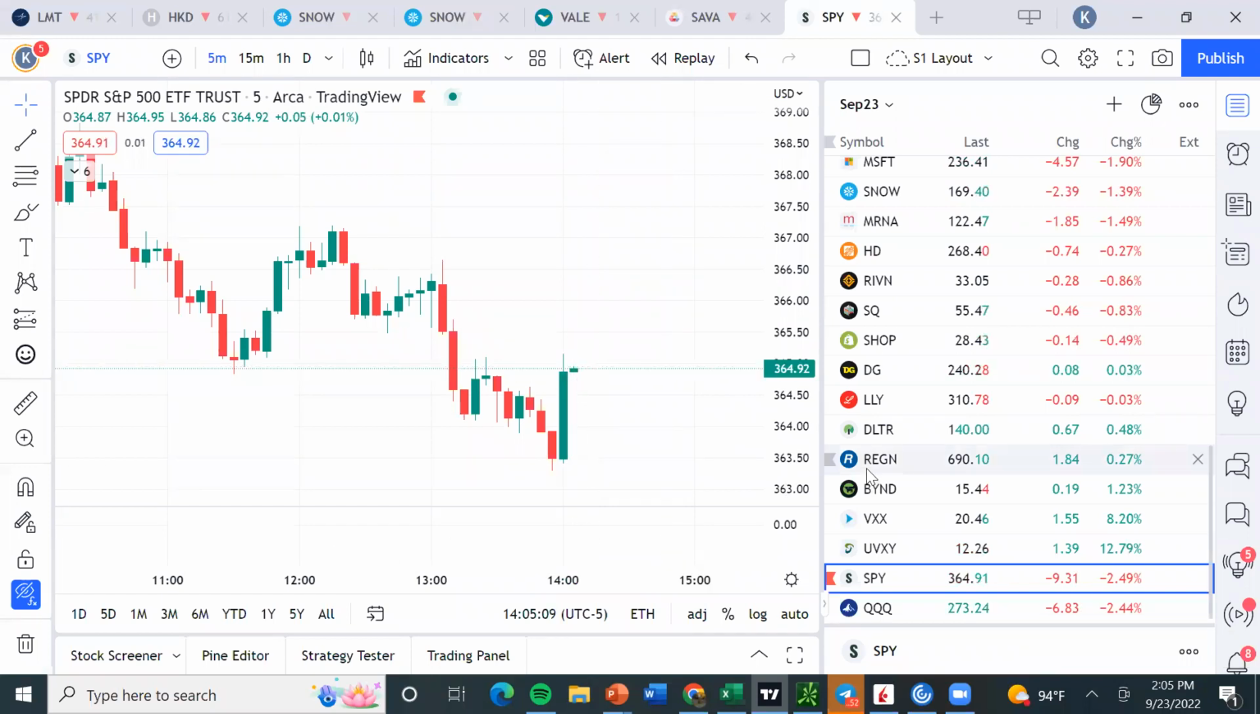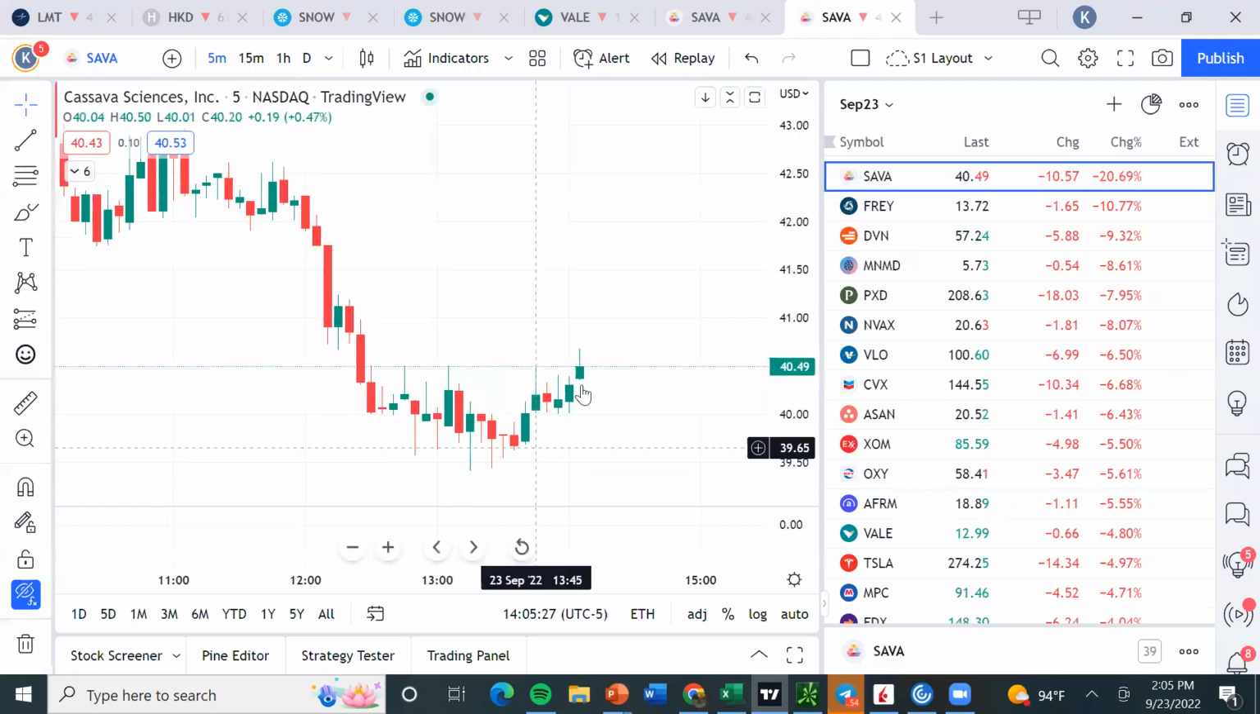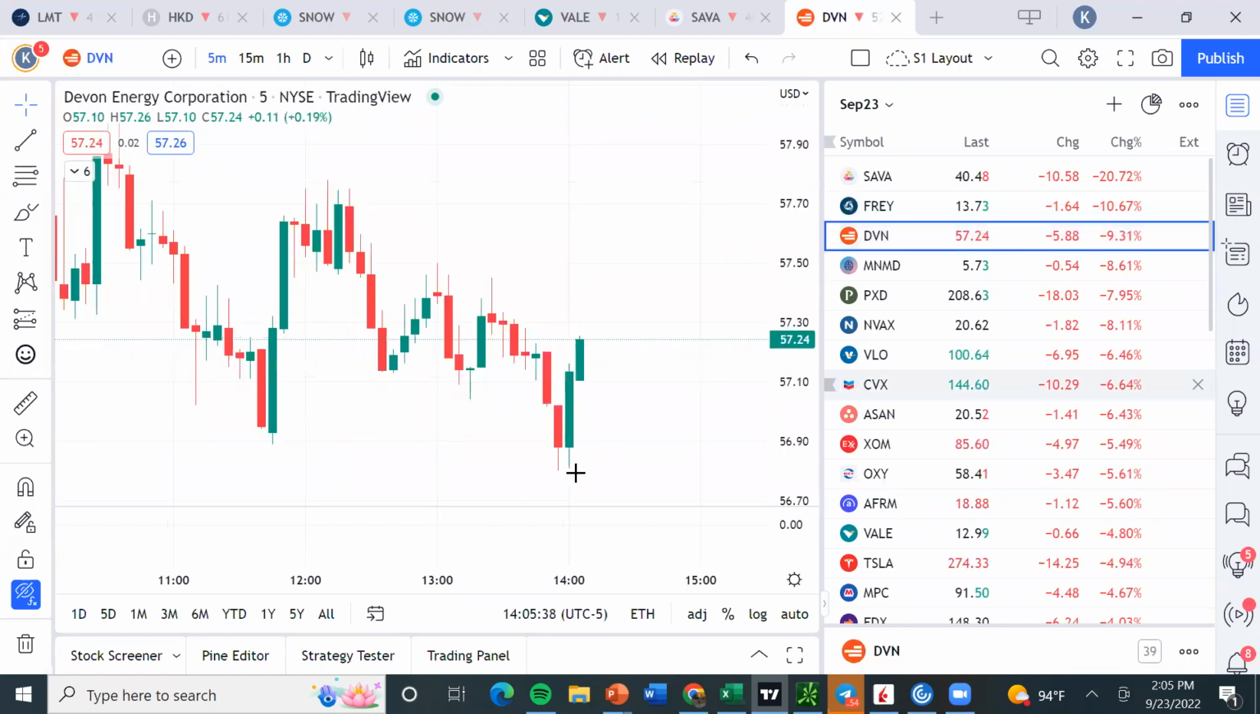I think that meeting is over, and there is no surprise, so immediately SPY and all the stocks will start moving. So we can take some, right? Sava will move good. So you can see Sava, right? It moved from nearly 50 cents. Then you can see Frey, right? All this oversold will start moving up.